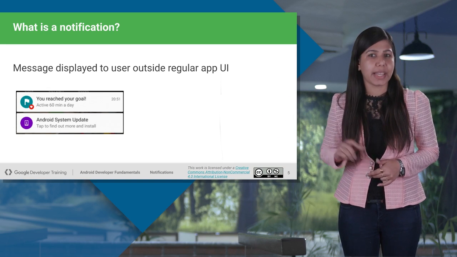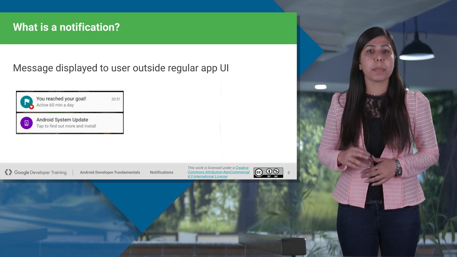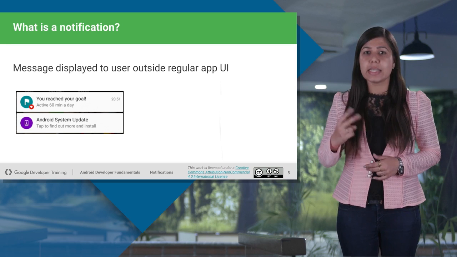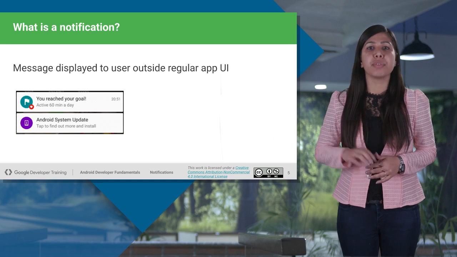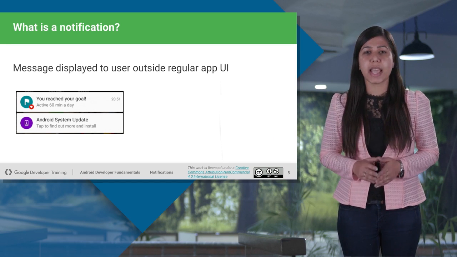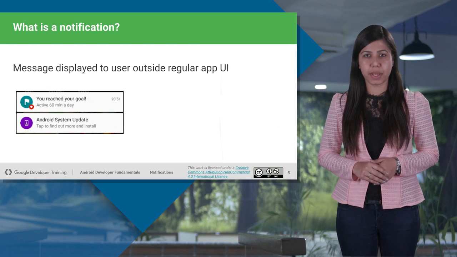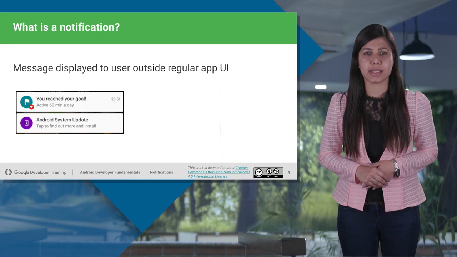One is the small icon. It is the icon that shows up in the notification bar, indicating that there is a notification. Second, we have the title, which is the large text that appears at the top of the notification. And then you have the text itself, which shows some detailed text.